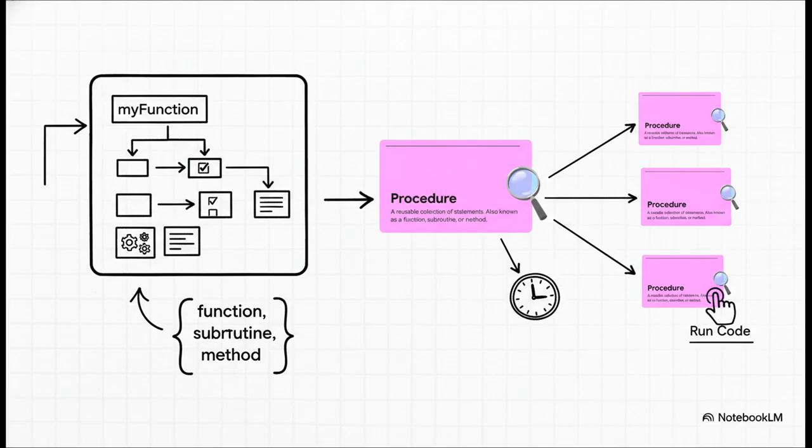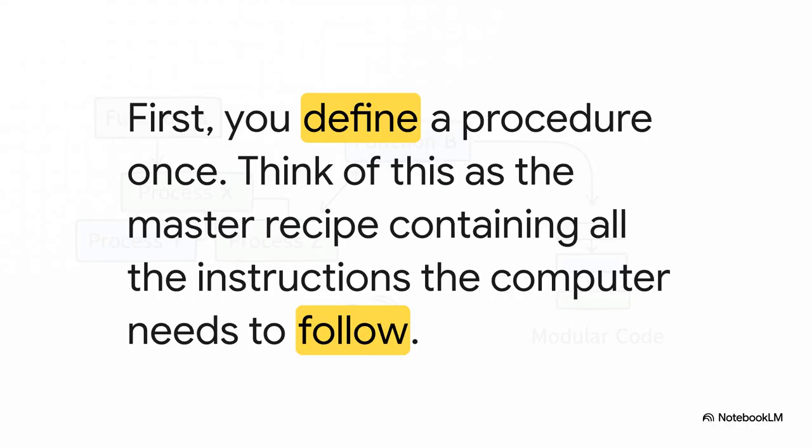You might hear people call it a function, subroutine, or a method. Don't worry, they're all basically the same idea. The big concept here is you write the instructions once, you name it, and then you can just use that name to run the code whenever you want. It all starts with what we call the definition. Here, we're defining our sing bingo procedure.